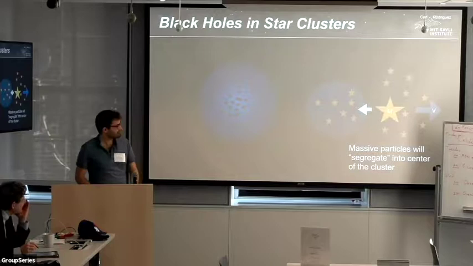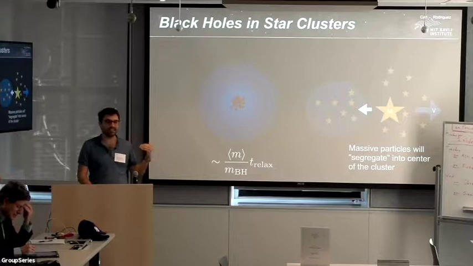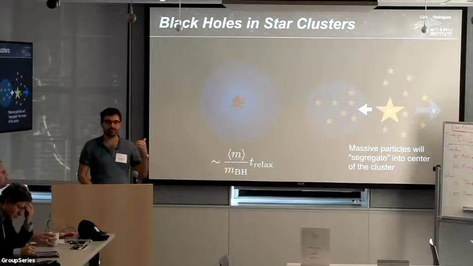And so, because of this dynamical friction effect, essentially these massive particles are going to segregate into the center of the cluster. They're going to lose their forward velocity and end up forming this dense region of predominantly black holes in the center of the cluster.